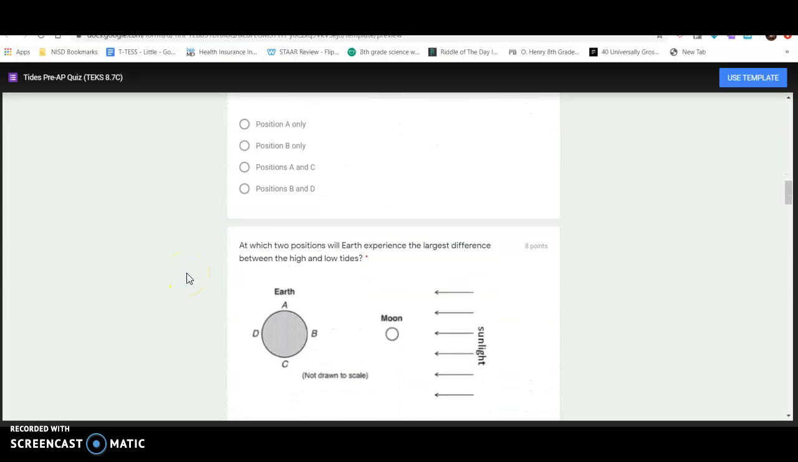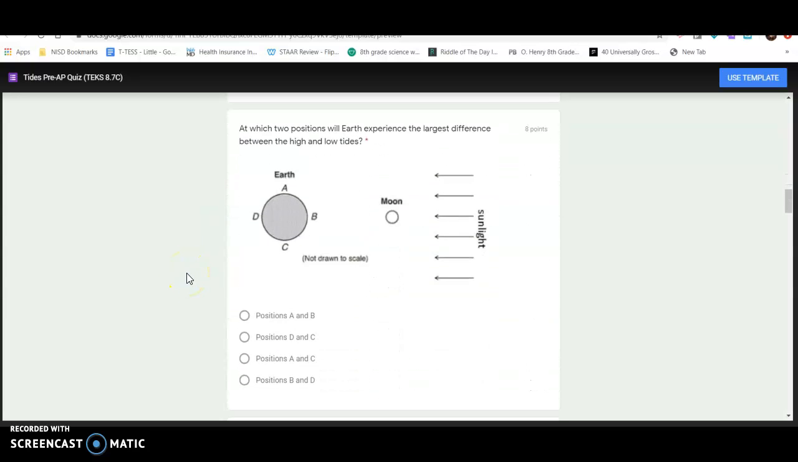Okay, next question. Now we're looking at which two positions will Earth experience the largest difference between the high and low tides. So in other words, where am I going to get a spring tide? Is that going to be at positions A and B? Positions D and C? Positions A and C? Or positions B and D?